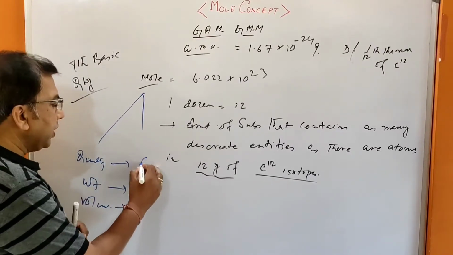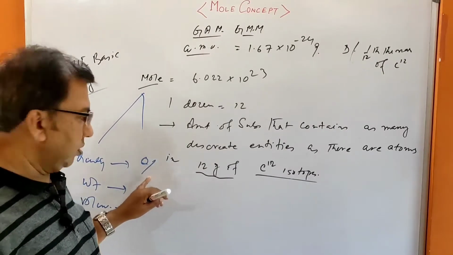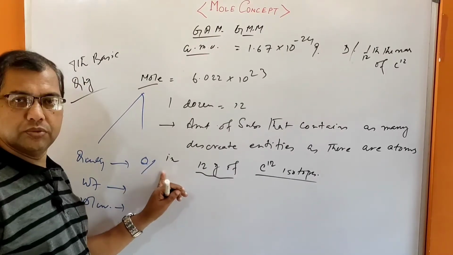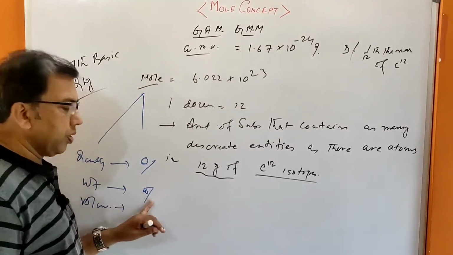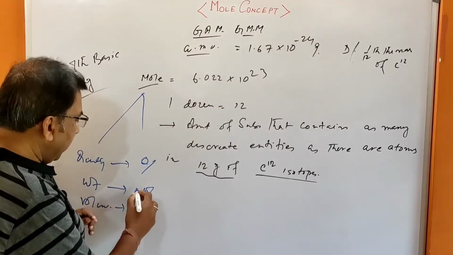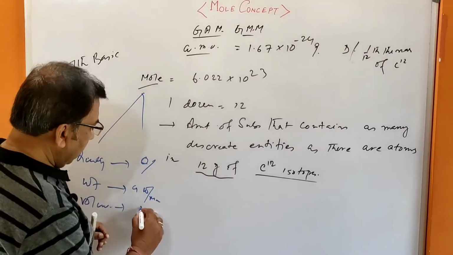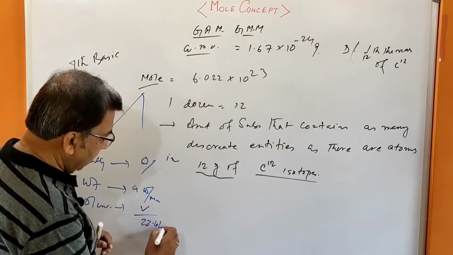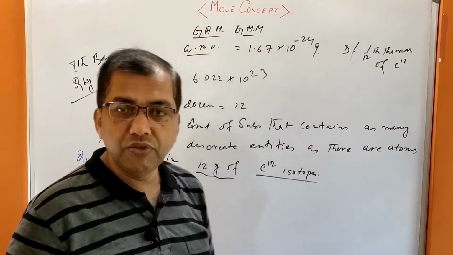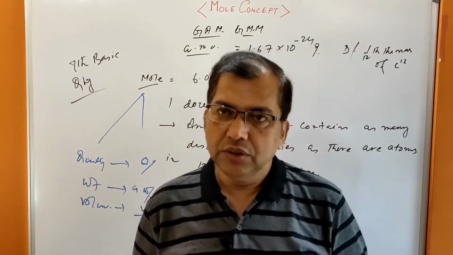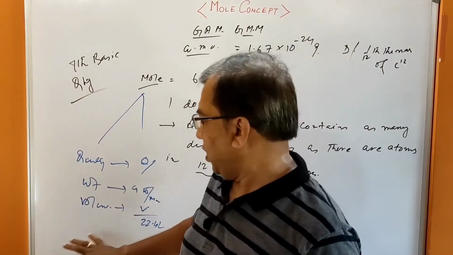Quantity means given quantity, count the number of atoms or molecules. Weight means given weight by molecular mass or atomic mass, and volume means given volume by 22.4 liter at STP. Clear? So you can express the mole in terms of quantity, in terms of weight, in terms of volume.